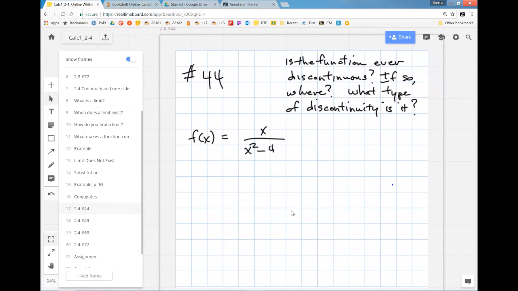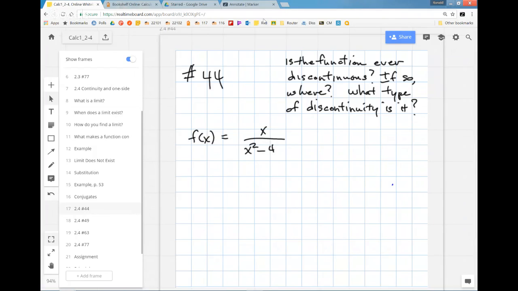So when you take a look at this one, f of x equals 1 over x squared minus 4, what would create a discontinuity? A 0 in the denominator would be created if x was what? Either 2 or -2. And so those are the places. And then what type of discontinuity is that? That's going to give you asymptotes.